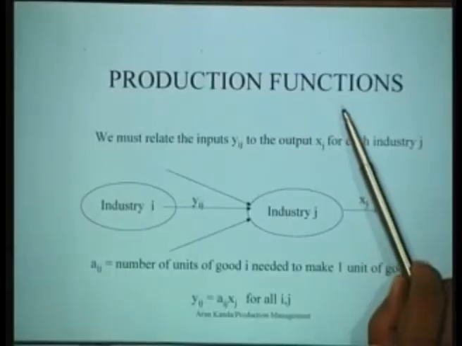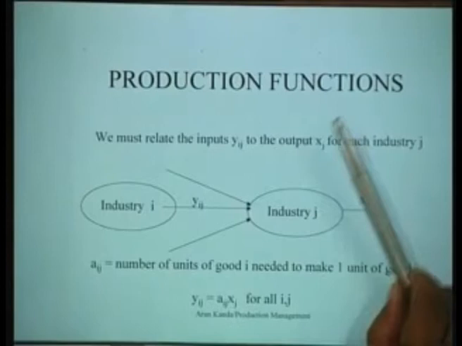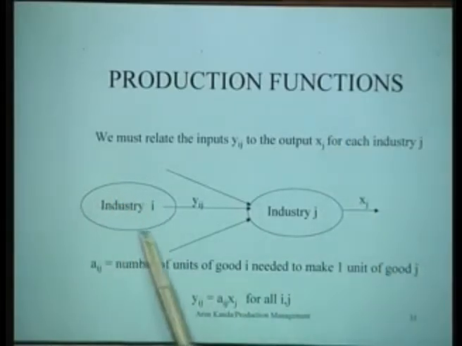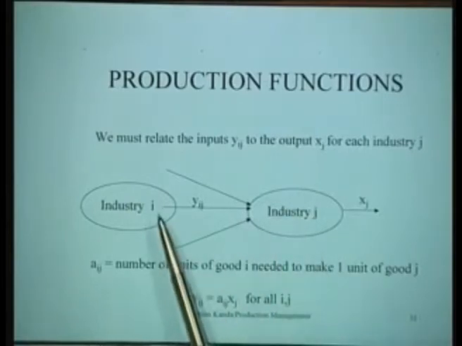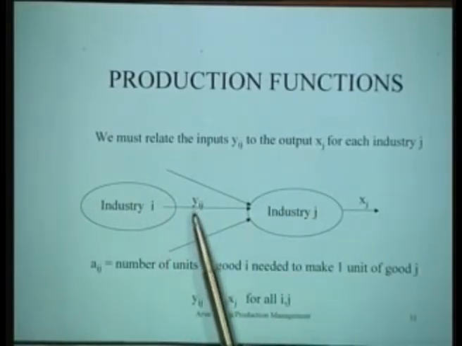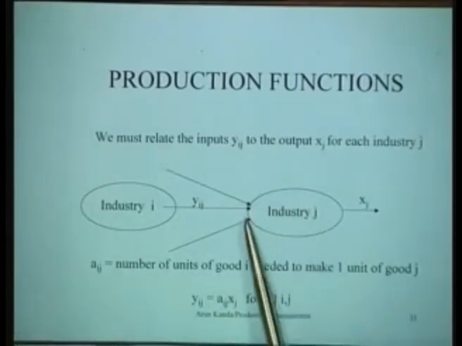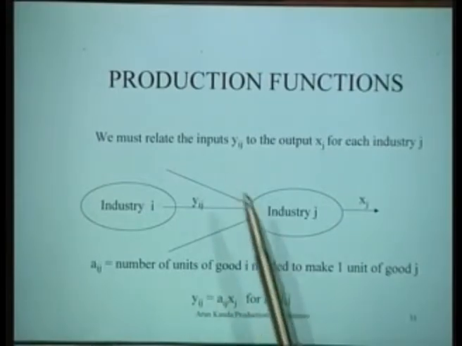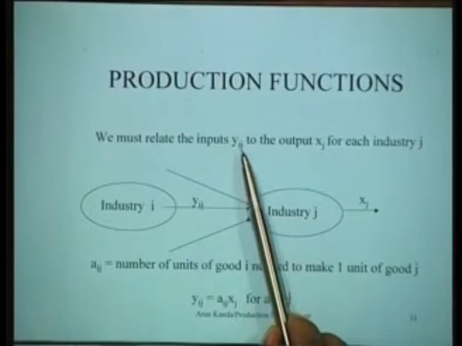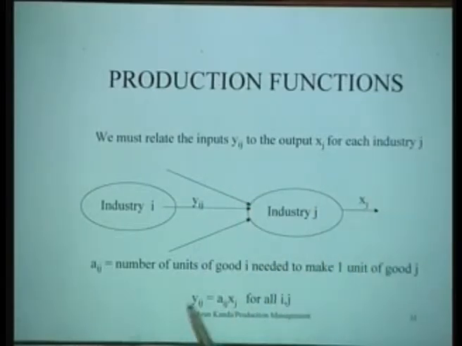Then the approach that Leontief took was that he developed what are called production functions. Now, what is a production function? If this is industry I and this is industry J, and industry I is supplying a quantity Yij to industry J, and industry J is producing a quantity Xj, let us say, we relate the inputs Yij to the output Xj of each industry J. How do we do it? We simply say that Yij is equal to Aij into Xj for all I, J possibilities.